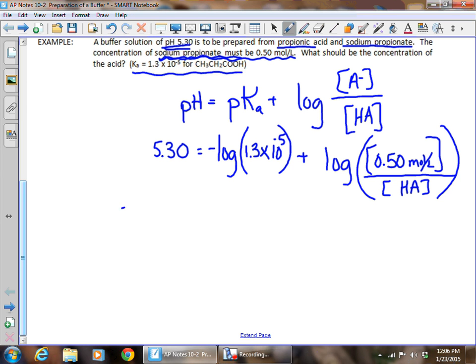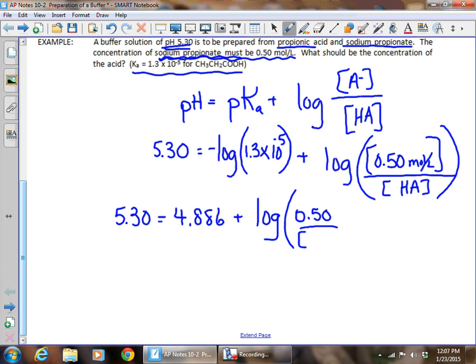So working some of this out, we know the negative log of 1.3 times 10 to the minus fifth, after we plug it in our calculator, is 4.886. And again, we're going to be doing the log of 0.50 over the concentration of, in this case, our HA. I could go ahead and put in propionic acid there, but I'm just going to keep HA. It's much quicker to write. I know at the end that what I'm finding is the concentration of this acid right here.